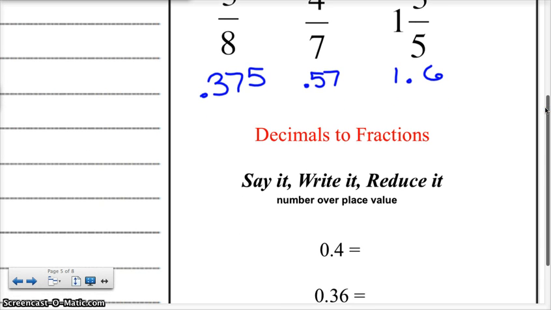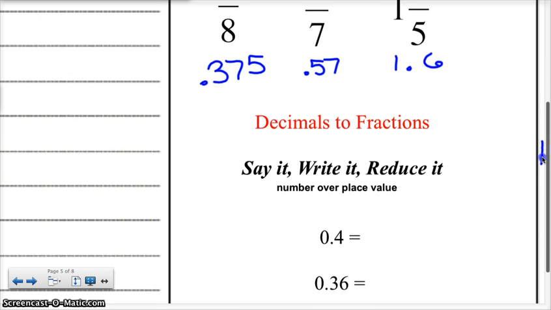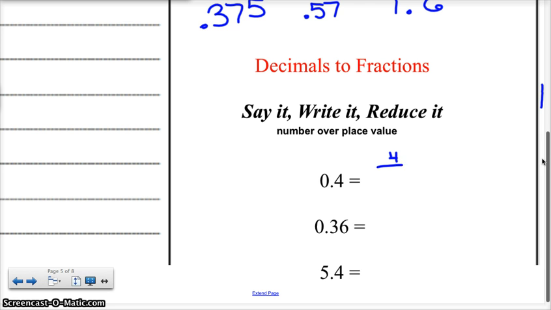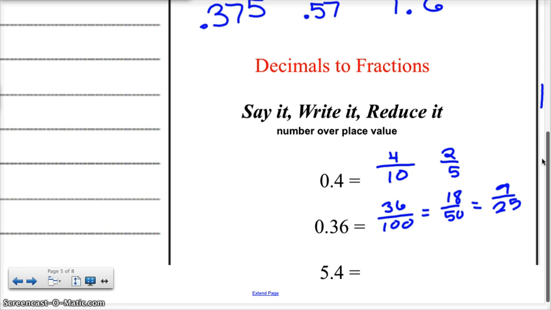Decimals to fractions, again, something we already did. The number over the place value. So the number is 4, 10 is the place value, 2/5. 36 is the number, 100 is the place value. What is that? 18/50ths, 9/25. 5.4 is 5 and 4/10, 5 2/5. Again, my goal here is just to refresh you. It is important for tomorrow to know how to apply all these skills. All it is today is just translating between the 3 different forms.